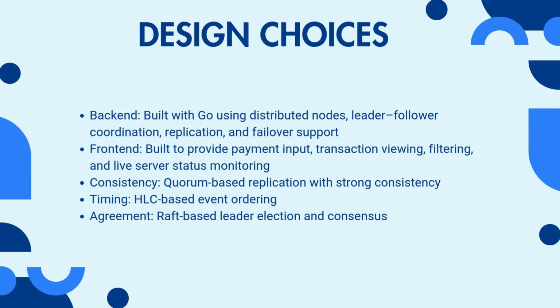Now I will explain the main design decisions behind our system. For the backend, we use Go to handle distributed nodes and failover efficiently. The front end allows users to input payments and monitor system status in real time. For consistency, we use quorum-based replication to ensure accurate data. For timing, HLC helps maintain correct event order. For agreement, Raft ensures proper leader election and consensus. These design choices help us achieve a system that is both reliable and scalable.